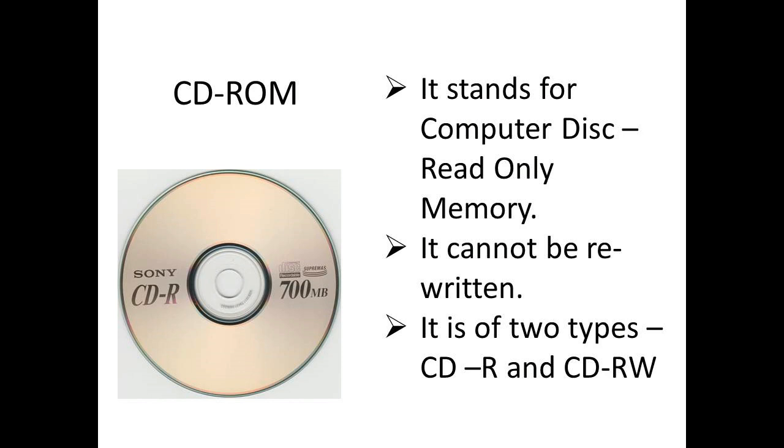CD-ROM can be of two types. What are they? CD-R, that means compact disc recordable, and CD-RW, that means compact disc rewritable. One is recordable and another one is rewritable. In a rewritable CD, we can erase the data and write the data into it again. What's the use of this CD? To store the data, and the size is 650 MB to 900 MB. And CD-ROM means compact disc read-only memory.